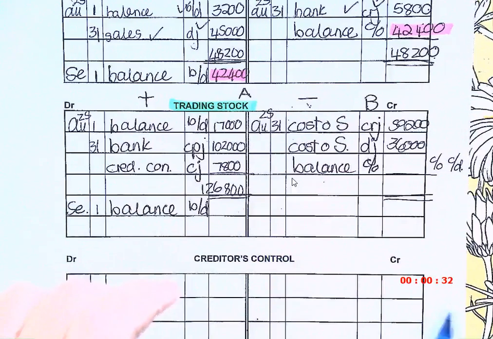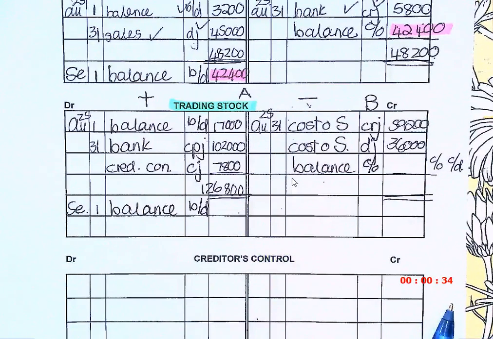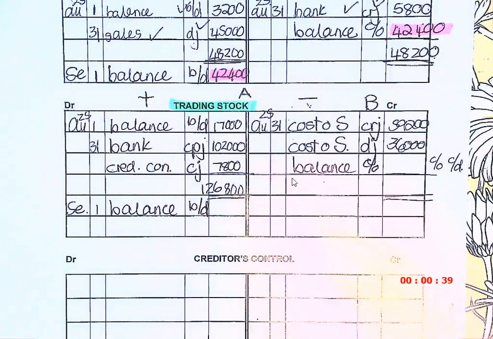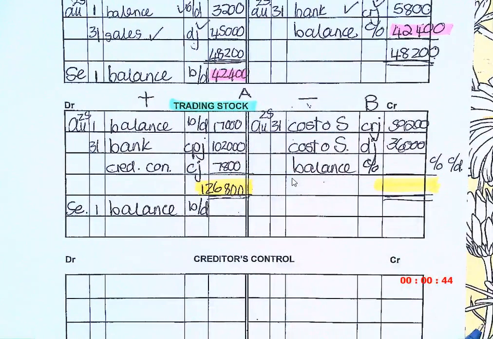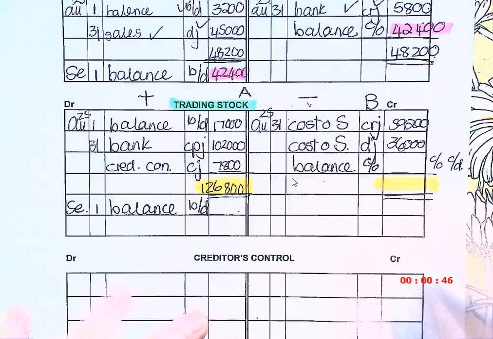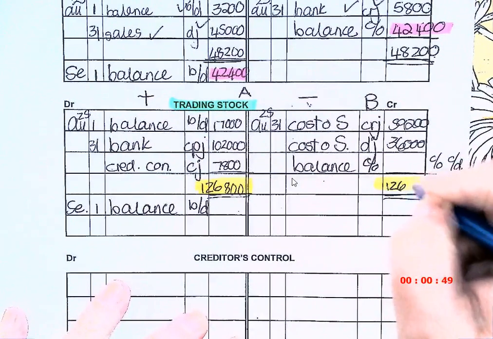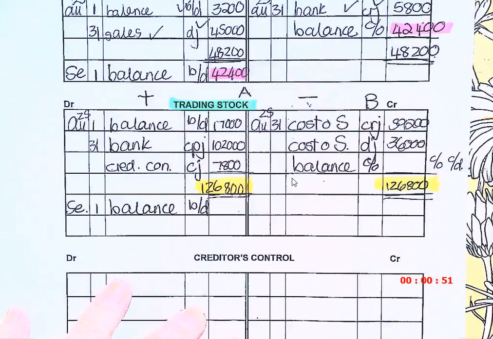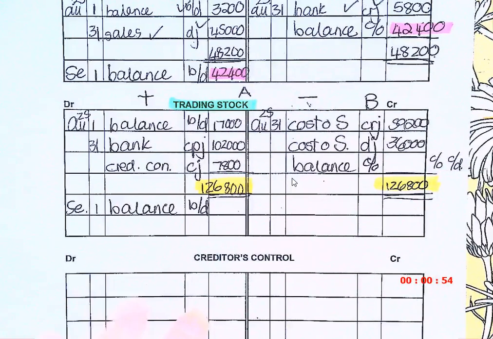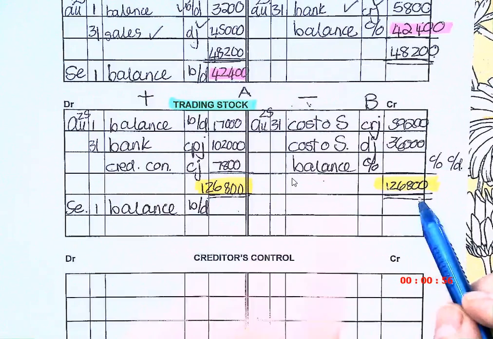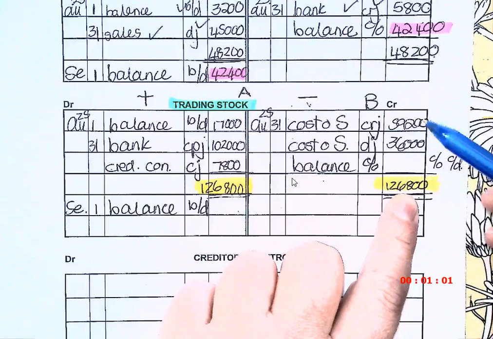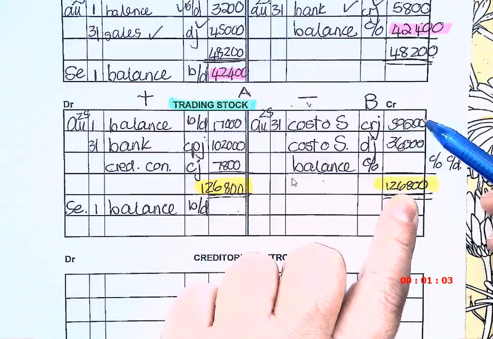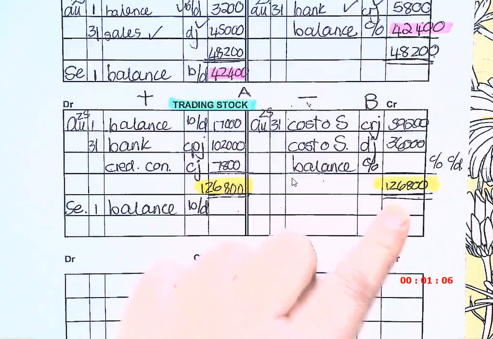Then I copy that total and paste it on the opposite side. The 126,800. Then I'm going to say 126,800 minus 36 minus 59, and it's going to give me my balance. How much?